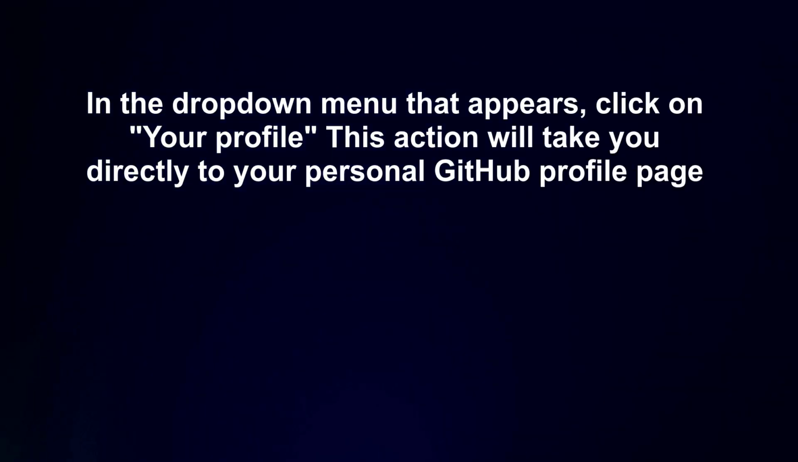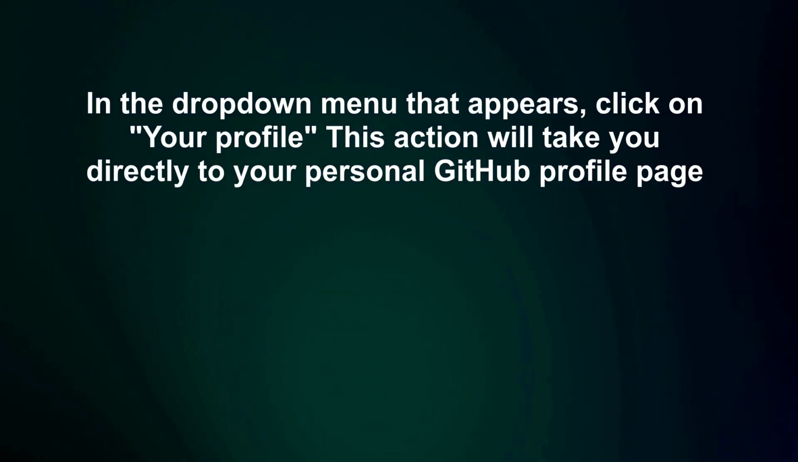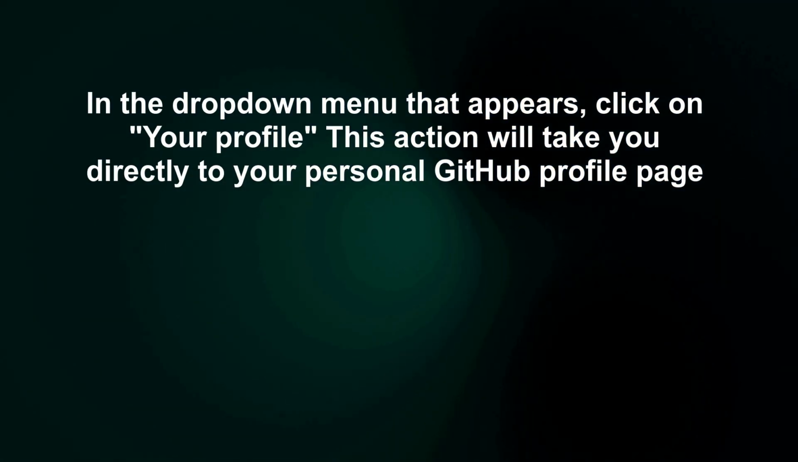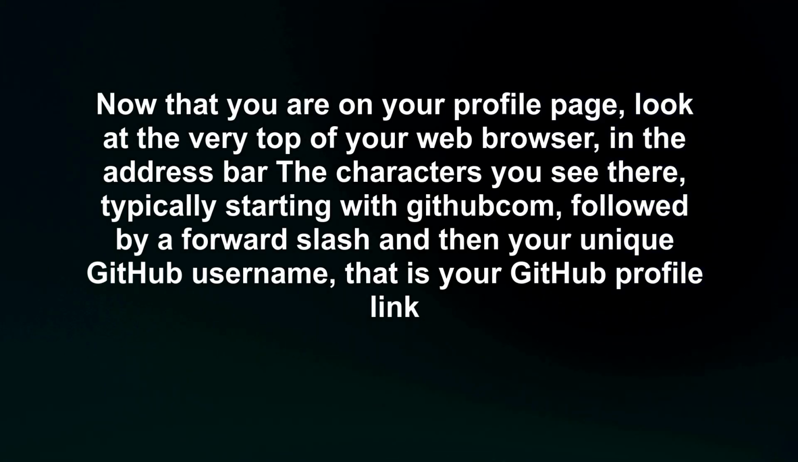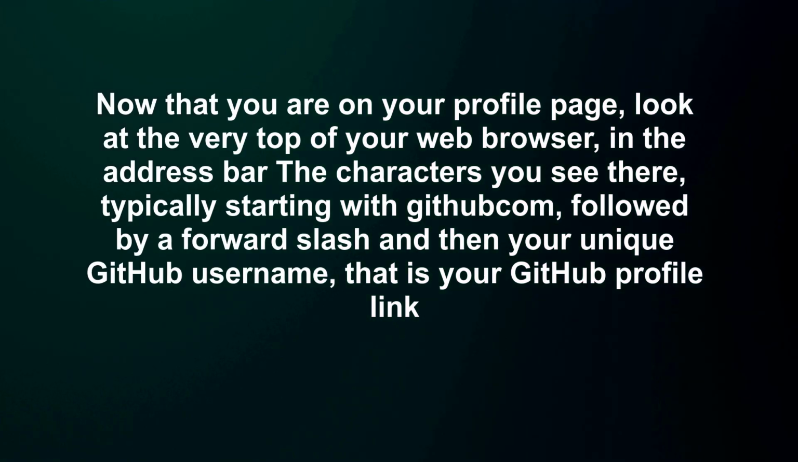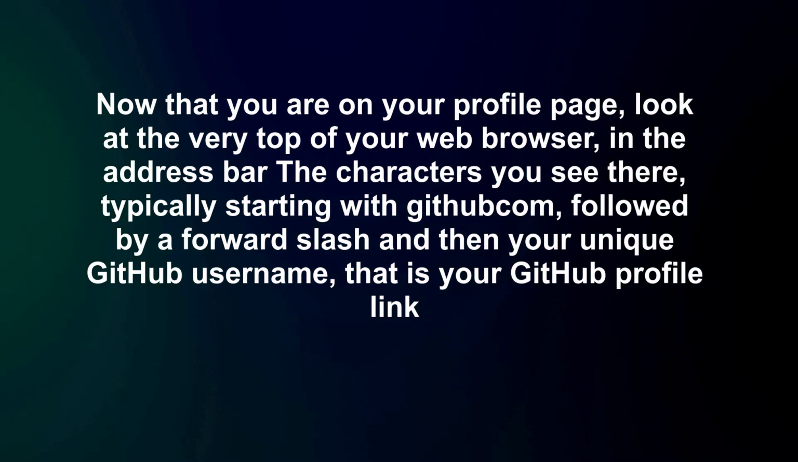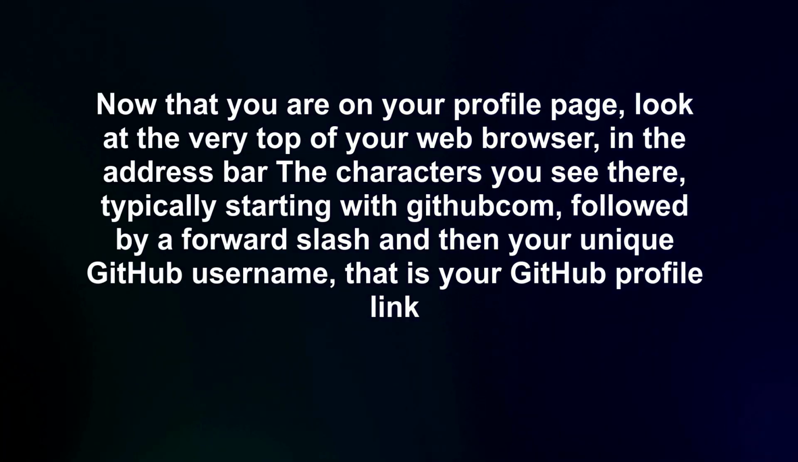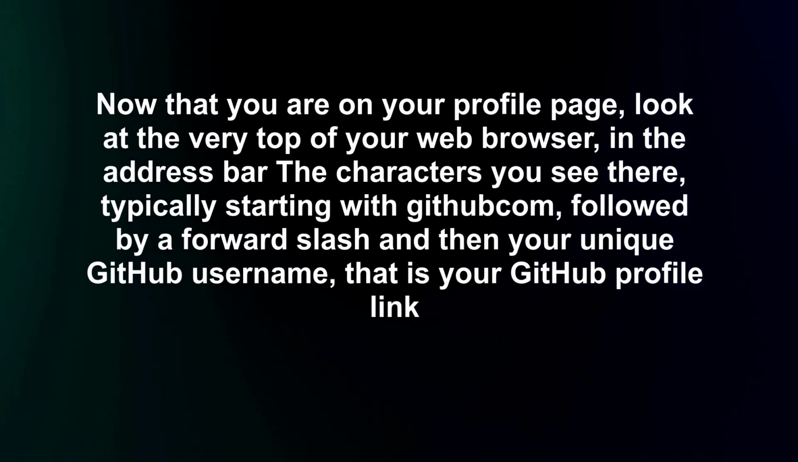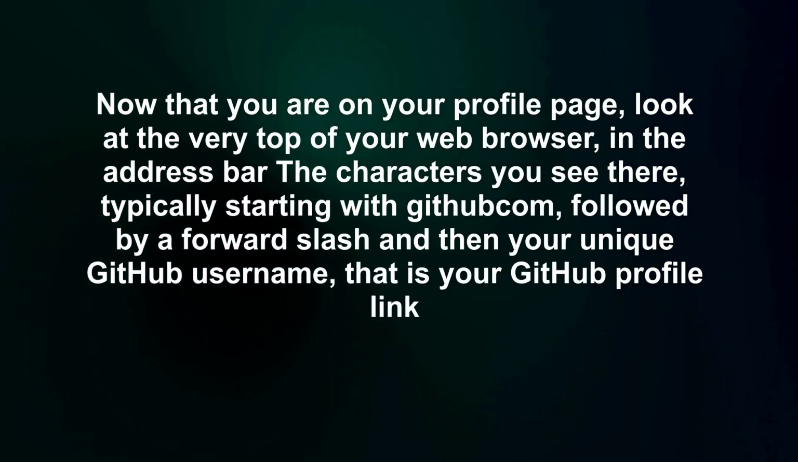In the drop-down menu that appears, click on your profile. This action will take you directly to your personal GitHub profile page. Now that you are on your profile page, look at the very top of your web browser. In the address bar, the characters you see there, typically starting with github.com, followed by a / and then your unique GitHub username. That is your GitHub profile link.